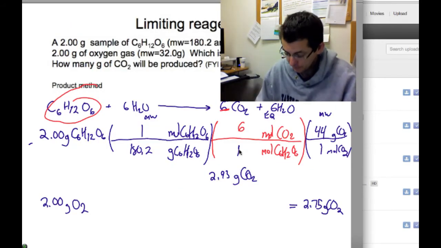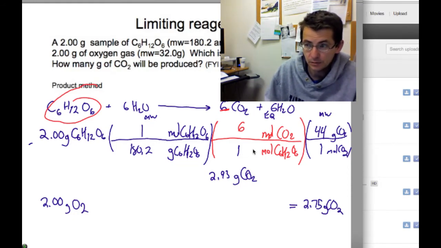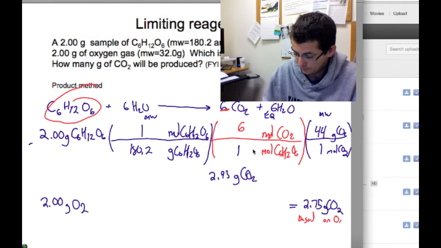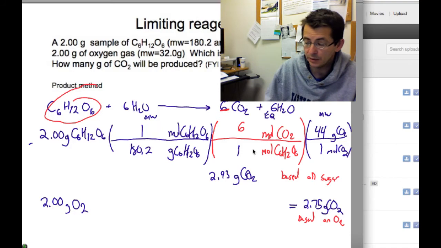So by my calculations, which are always accurate, we would find 2.75 grams of CO2 if we only considered O2. This is based on the sugar. And so the question is, which one is our limiting reagent?